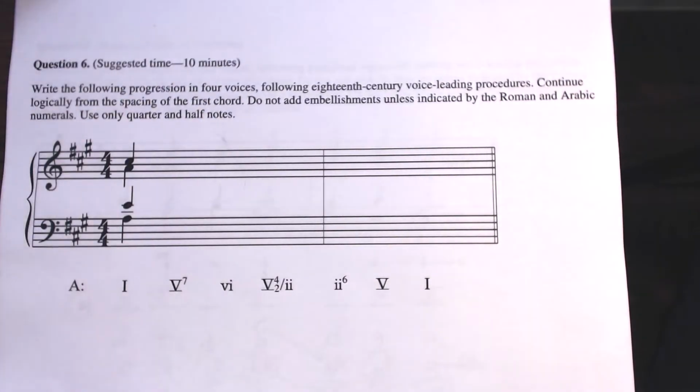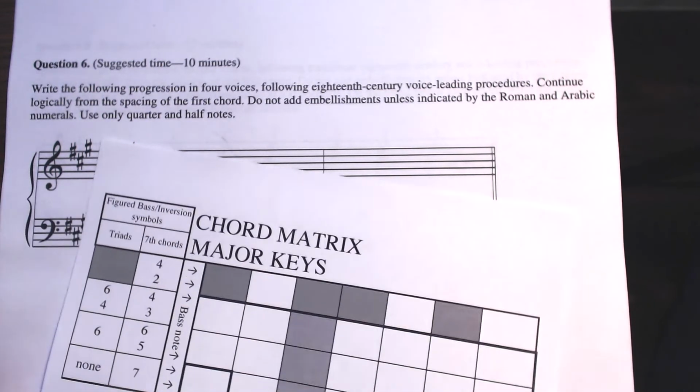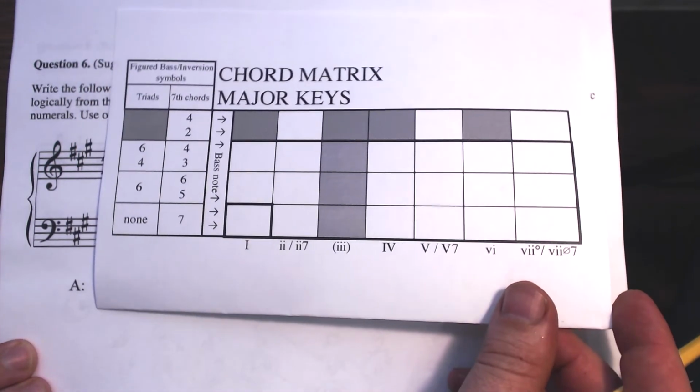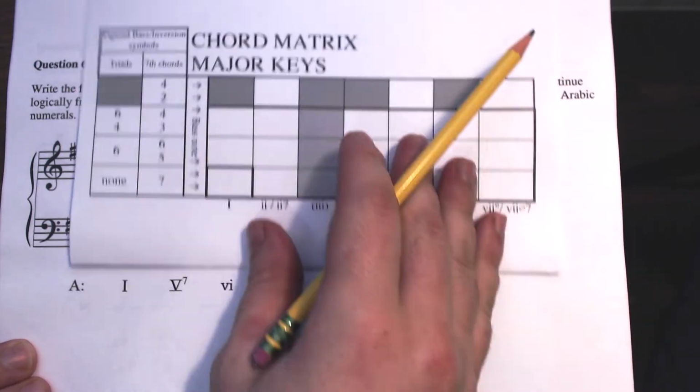Part writing, not from a given bass line, but from given Roman numerals. So we're going to fill in the top part of the page, the chord matrix for major keys.